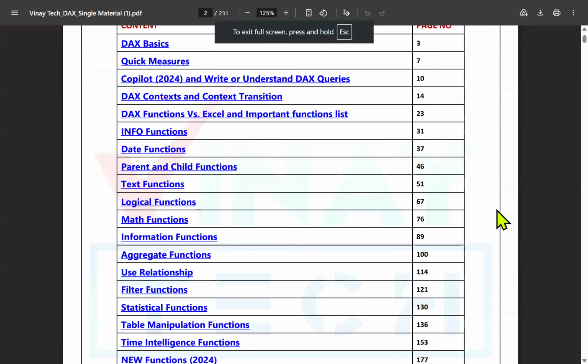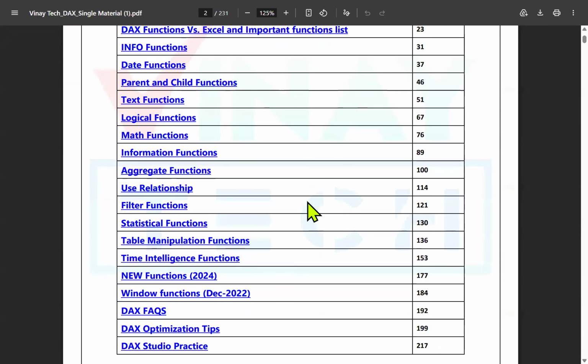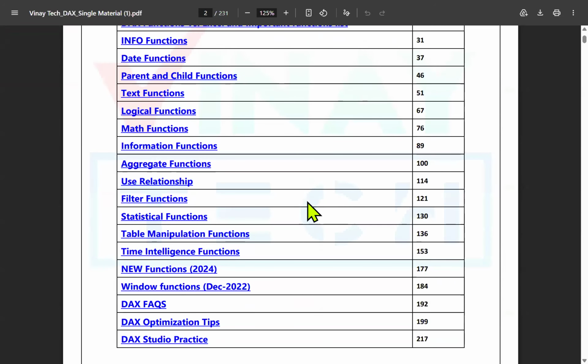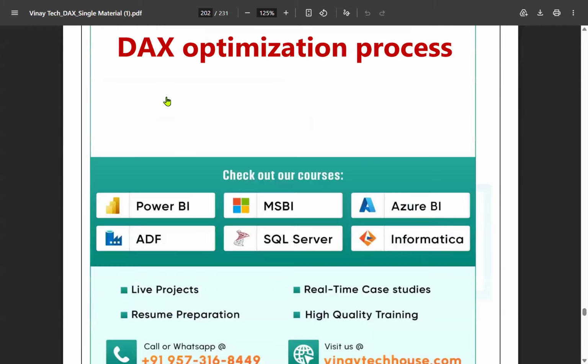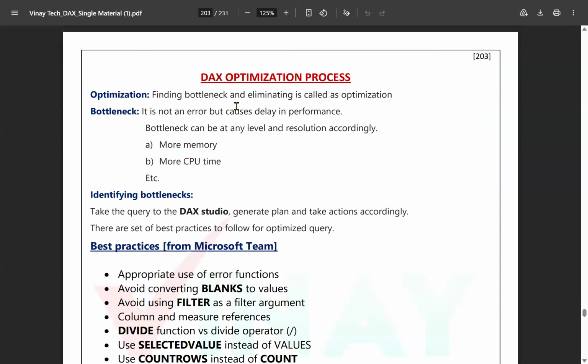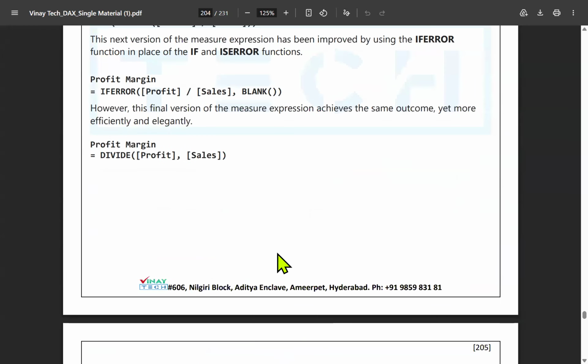This is the DAX session material. Basics, quick measure, Copilot. See different types of measures. And if I click on a particular topic, DAX optimization process, you can see the DAX optimization process information. So good theory, practical material you will find.